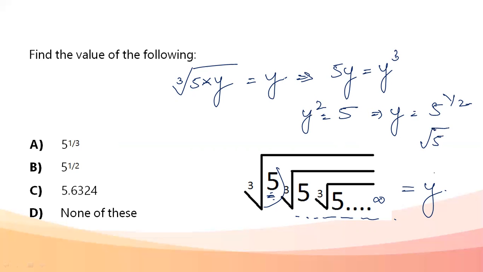What was initially y? The value of y was this whole expression. I had assumed this whole expression to be equal to y. Therefore, the value of this whole expression, when you do it up to infinite number of terms, will come out to be 5 raised to power 1 by 2. My answer would be option B. It's 5 power 1 by 2.